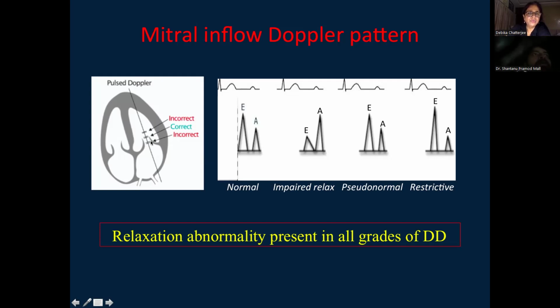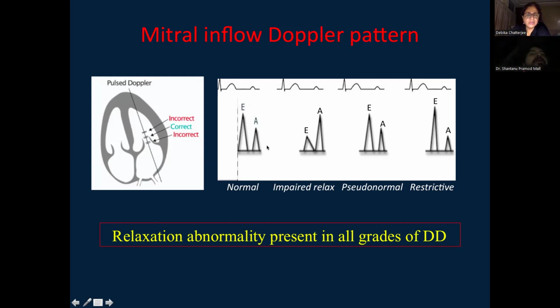Now, as we do the pulse wave Doppler, as I have already described while talking about the diastole, we get an E wave and A wave where E is more than A.